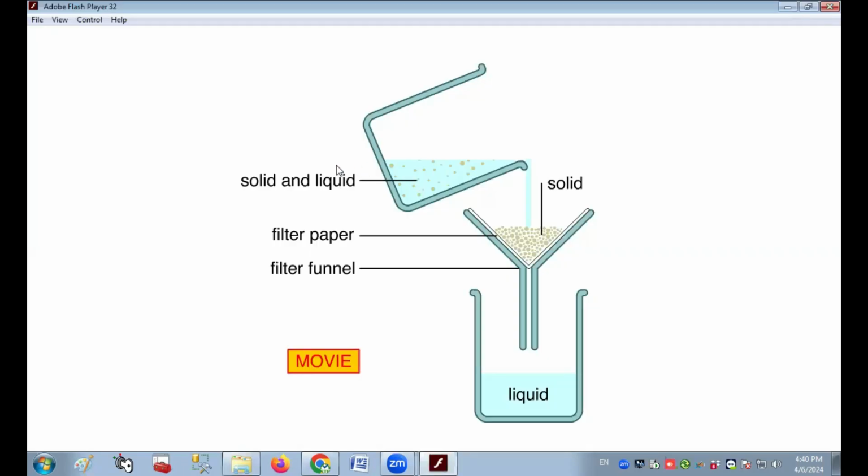When we have to remove insoluble solid particles from a liquid, we go for the filtration process. In that we need a filter funnel and filter paper, in which solid particles will be trapped and liquid will pass through it. The particles which get trapped in the filter paper we call the residue, and the liquid which passes through the filter paper we call the filtrate.